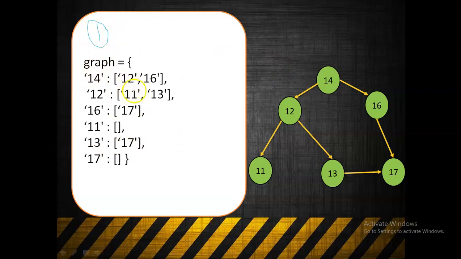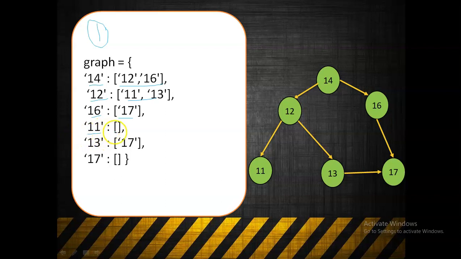The graph is like a dictionary, which is a key-value pair. The root node, 14, is a key. The values are its children, 12 and 16, specified in an array. Then the key is 12, its children are 11 and 30. The key is 16, the child is 17. Based on the graph, you can create a simple Python code.